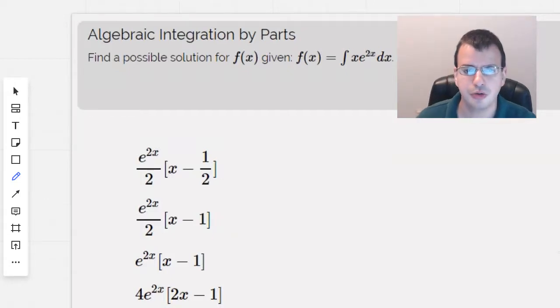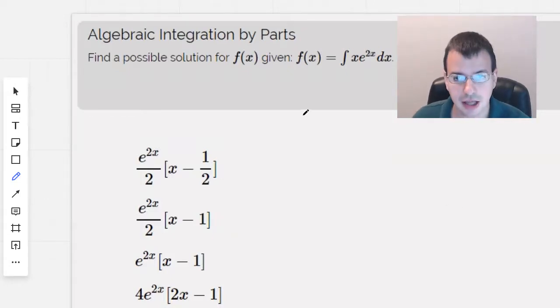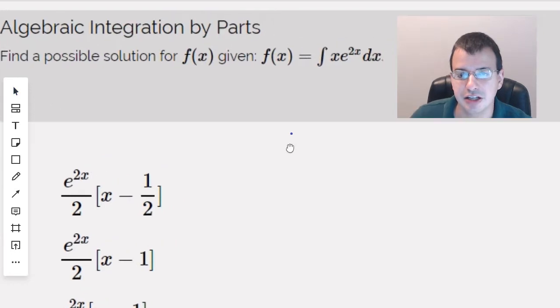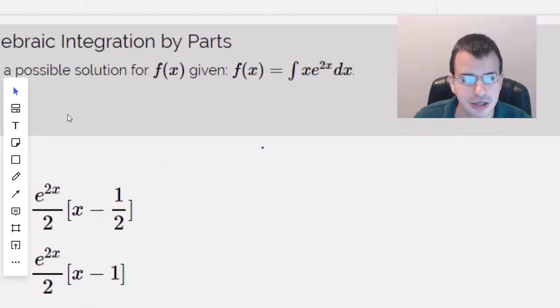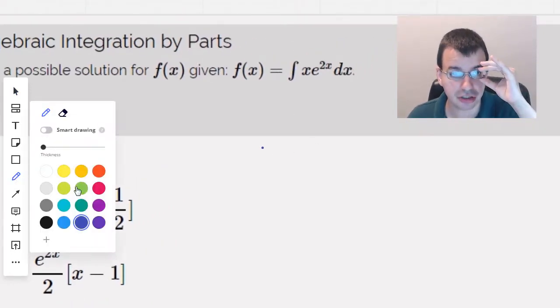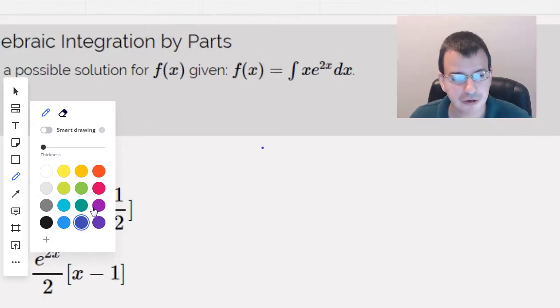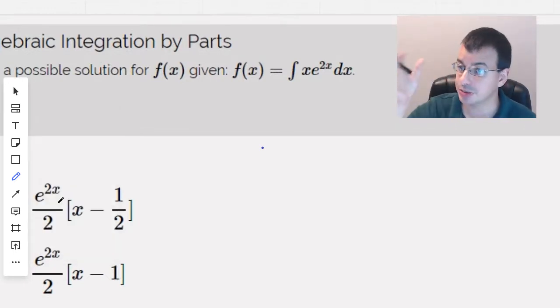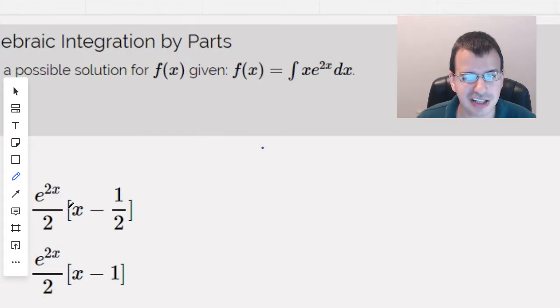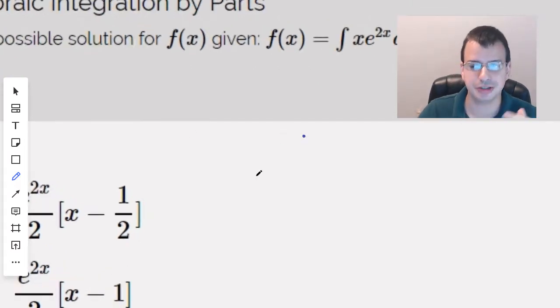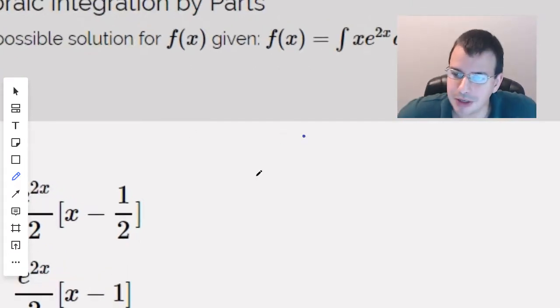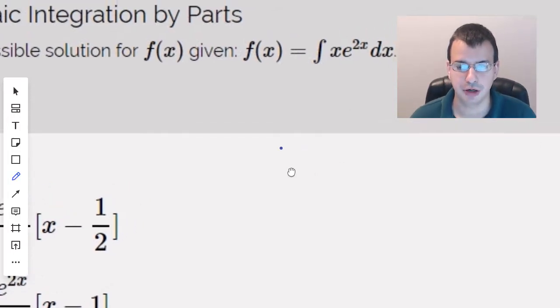Find a possible solution for f of x given that f of x is the integral of x e to the 2x. Okay, so this is going to be integration by parts. First thing we look for though is substitution. Substitution is usually the easiest way to go, and integration by parts is a little bit more cumbersome, a little bit more difficult, and best avoided when possible.